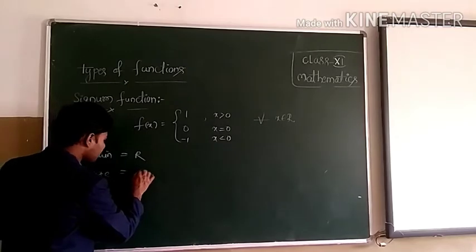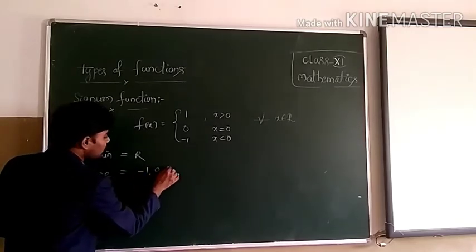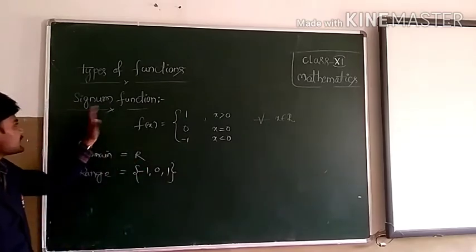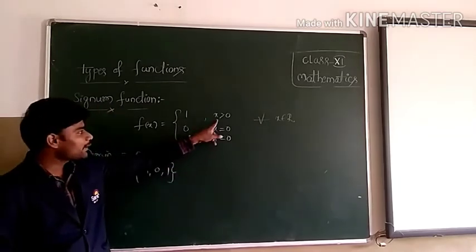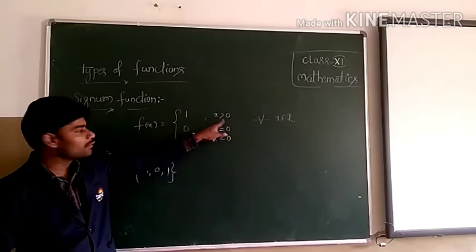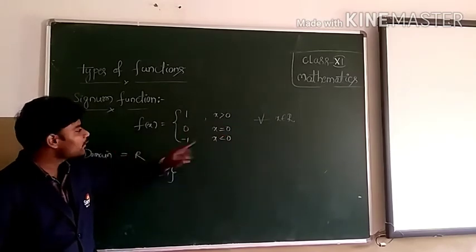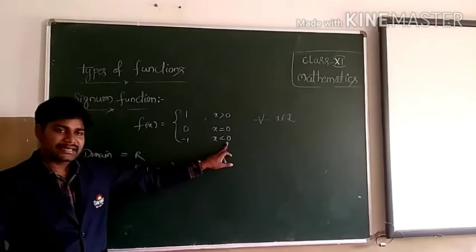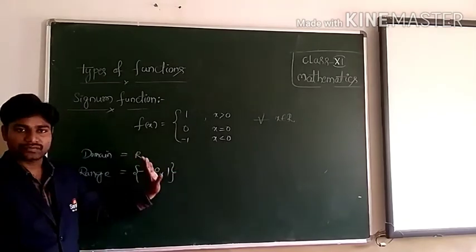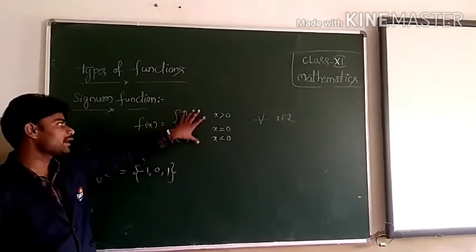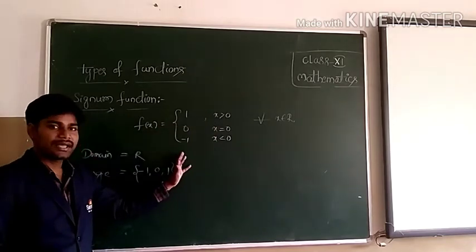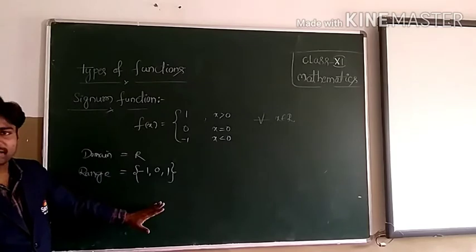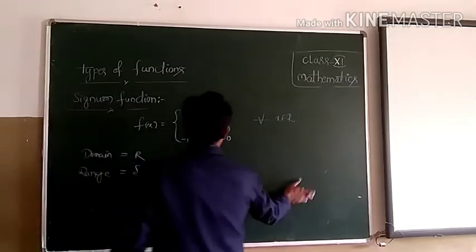So in order, the values are minus 1, 0 and 1. This is the range of the signum function, because if you take x greater than 0, you will get only 1. If you take x equal to 0, you will get 0. If you take x less than 0, you will get only minus 1. Only these three values come for any x value. That's why this is the range of the signum function. Let's see an example.